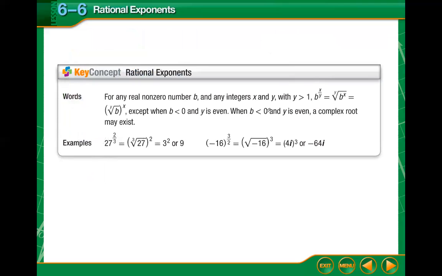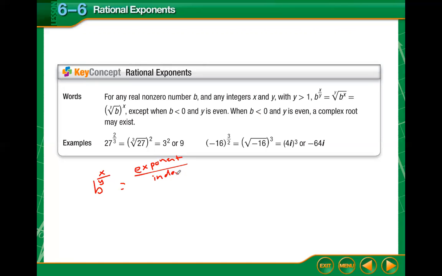All right, so rational exponents. And here's one of the things that I just mentioned that I did in the last problem. For any real non-zero b and any integers x and y, with y being greater than 1, b to the x over y is the same thing as taking the y root of b to the x, except for when b is less than 0 and y is even. If that's the case, we get a complex root, and we'll deal with that as needed. But this is very, very helpful. So b to the x over y, we will also say is exponent over index.